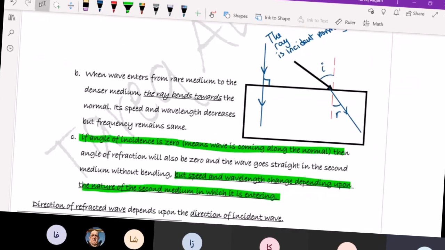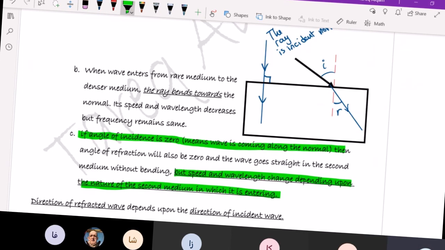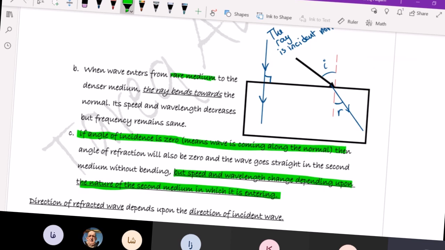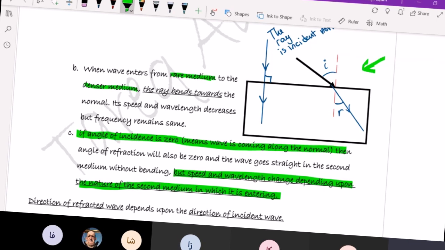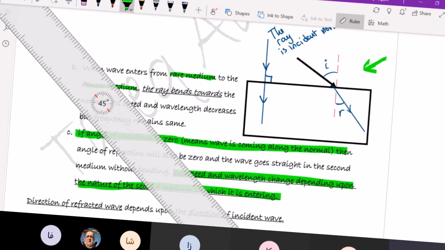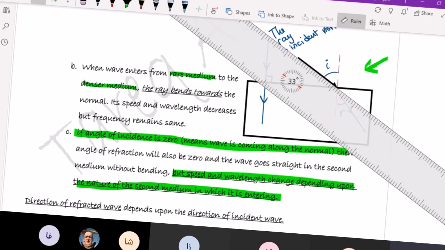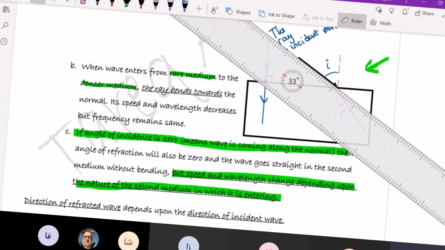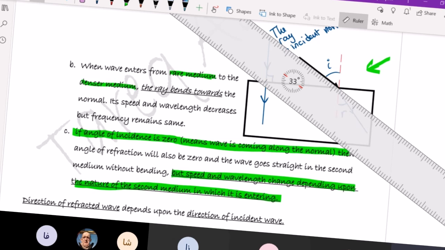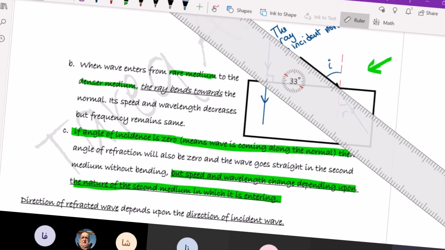The second case, guys: if the waves or ray enter from a rare medium, or less dense medium, to a denser medium, like this case, the ray bends towards the normal. Let me explain this for you, guys. Regularly you'll be asked about that. You have to draw the refracted ray. Here the refracted ray, as we said, bends towards the normal. Bends towards what? The normal.